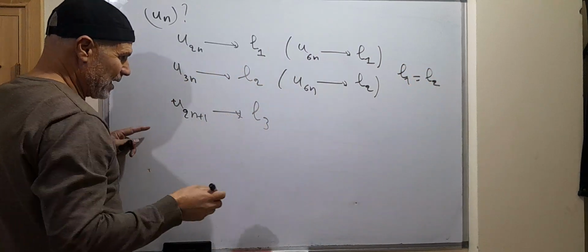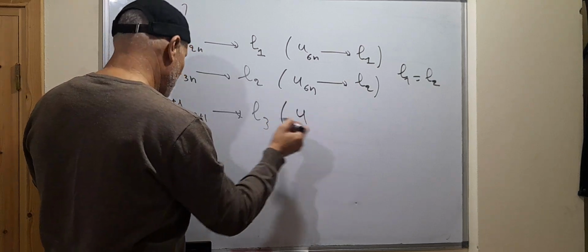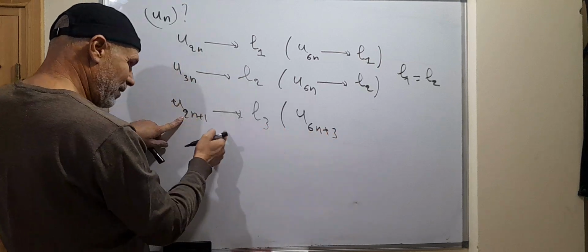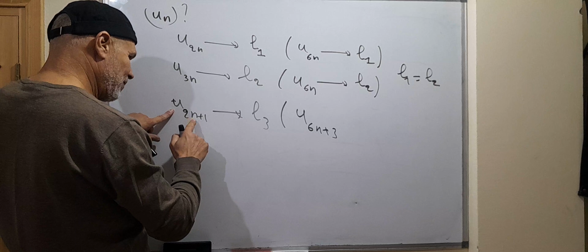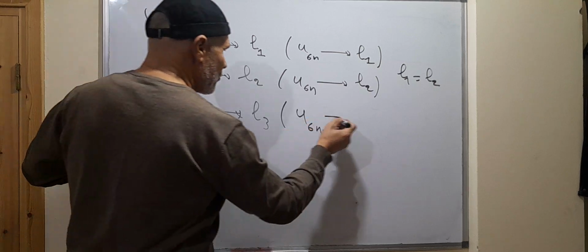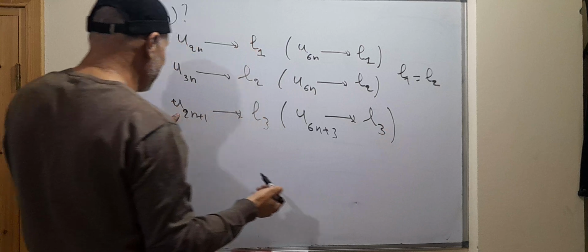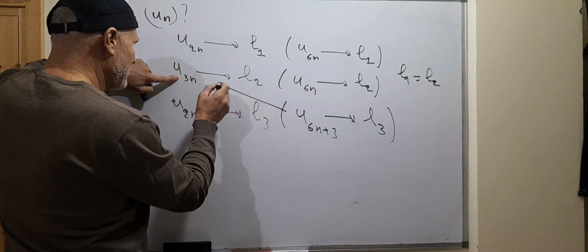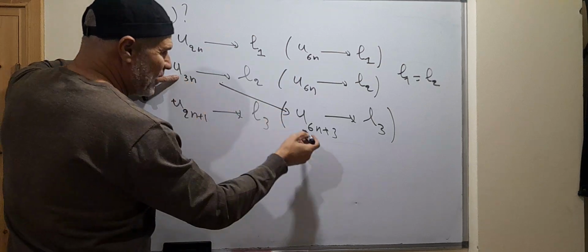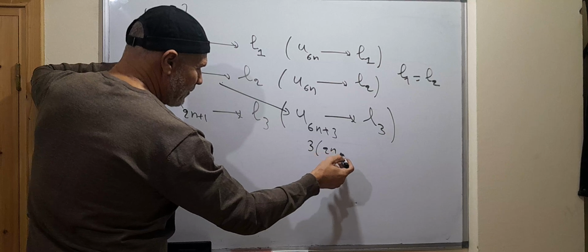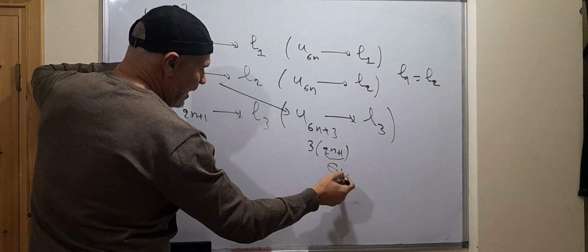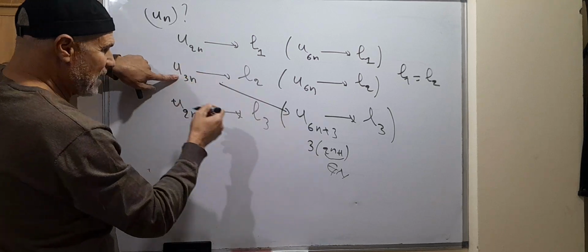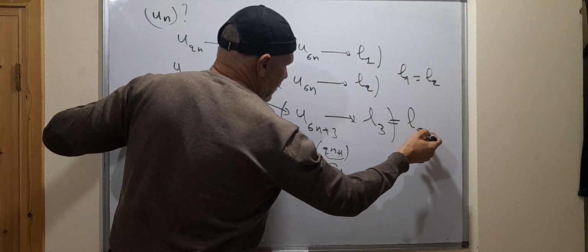And for this, we can take u with n times 3, so u_{6n+3}. This is a subsequence of u_{2n+1}, which converges necessarily to L3. And this can also be a subsequence of u_{3n}. Why? Because here we have 3 times (2n+1), and this belongs to the index set. So this is also a subsequence of this one. This means that L3 is equal to L2.